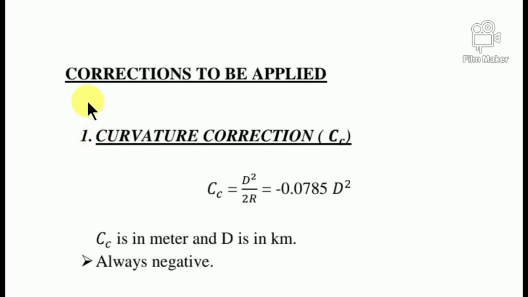Now in leveling, we have different corrections. Let's see the corrections which are to be applied. First, we have curvature correction, which is represented by CC. The formula is CC equal to D square by twice R. R is the radius of the earth, and if you put the value, we get minus 0.0785 D square. This CC, the curvature correction, has the unit meter, and D is the distance in kilometer. This curvature correction is always negative. This is a very important point. That's why the minus sign is used.